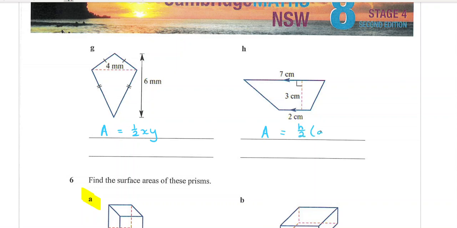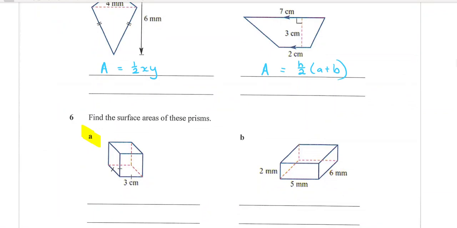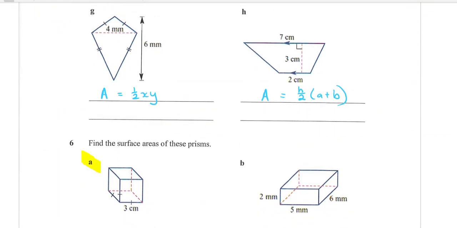H over 2 bracket A plus B. The A and the B are the two parallel sides. This is why your formula sheet is so important. You don't have to memorize it this time. I made you memorize it.